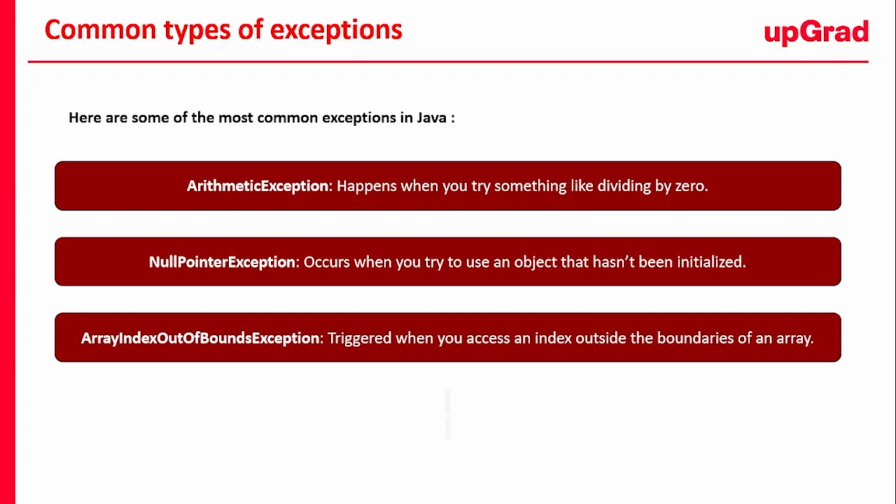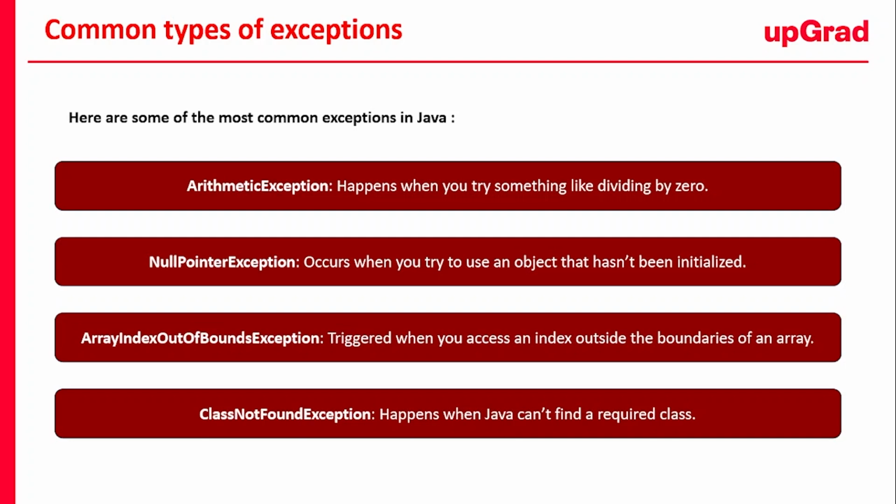All right. Now the fourth one is class not found exception. This exception occurs when Java can't find a required class. It is pretty much clear. I believe it is very straightforward. You can get to know about the exception just by its name. So these are just a few examples, but there are many more. Each exception has a specific purpose, making it easier to understand what went wrong.